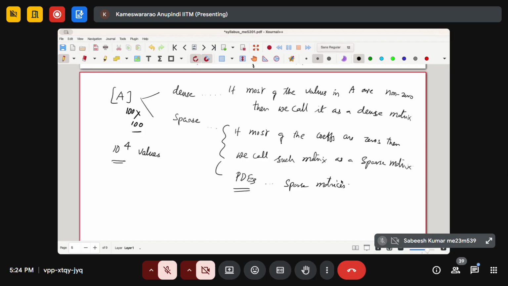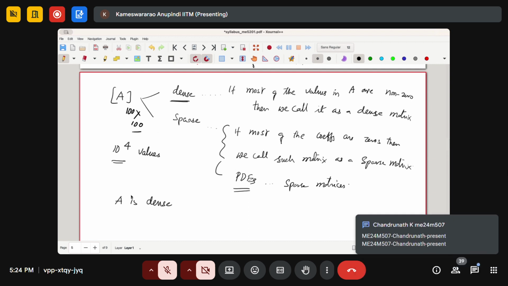But for other problems, when you have a lot of global dependence and so on, you will probably get dense matrices. So at the moment, I'm only going to talk about a dense matrix. I'm going to assume that A is dense, that means most of the values in this matrix A are non-zeros.